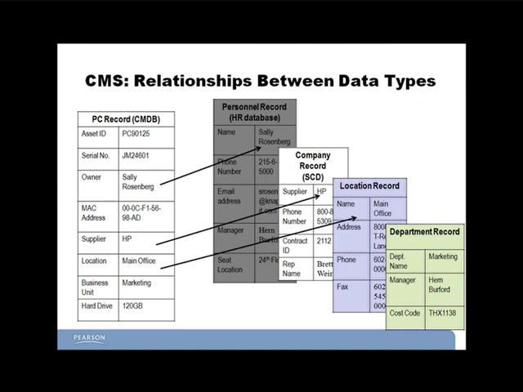We can see that Sally works in the main office, and if we're looking for the address of the main office, we can find it here. And if we need to know what department Sally works in, we can just drill down through the CMS instead of having to open up 4 different databases. The CMS connects it all.